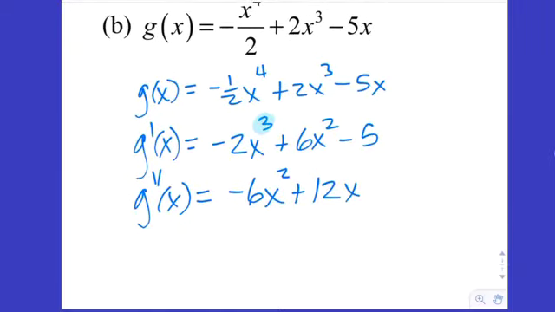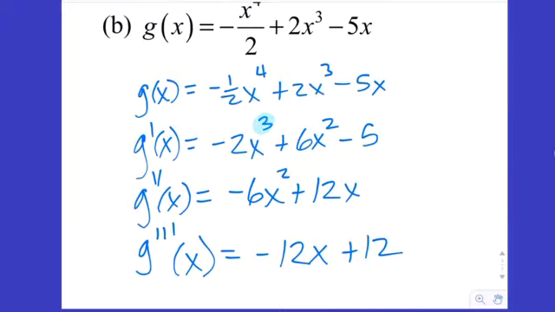And when we start looking at applications, the original function could be like the position function. The instantaneous rate of change of position is velocity. The instantaneous rate of change of velocity is known as acceleration. So if I go to G triple prime here, G triple prime would be negative 12x plus 12. And the practical application from the Newtonian perspective, what would be the rate of change of acceleration? Anyone know what it's called?